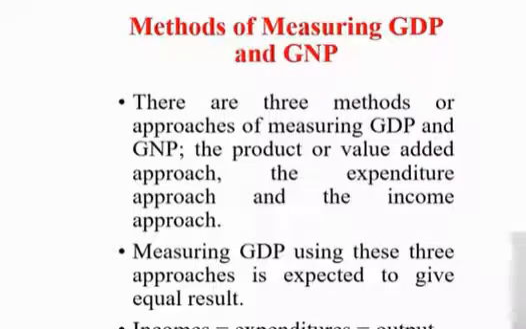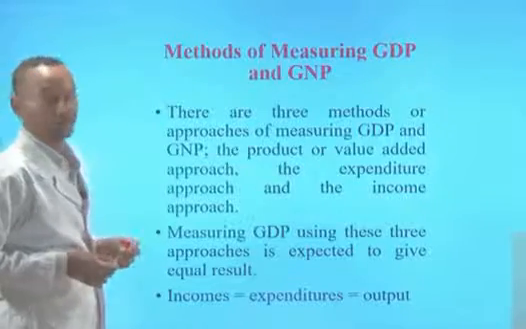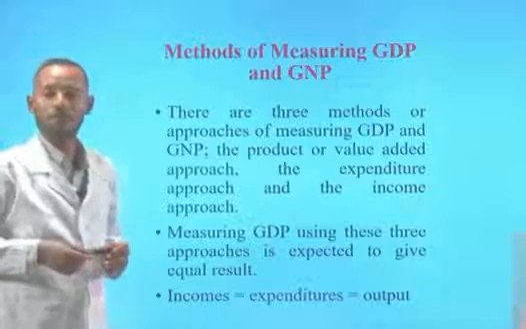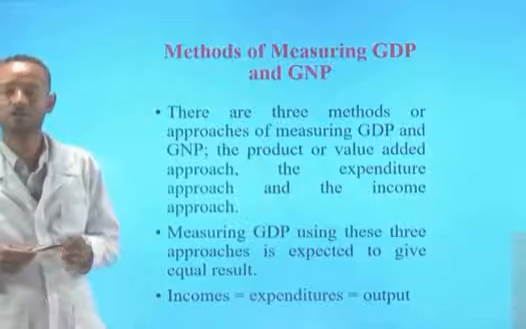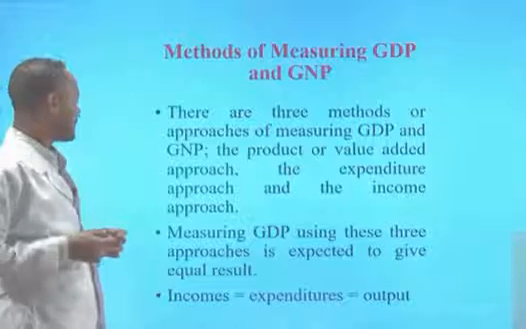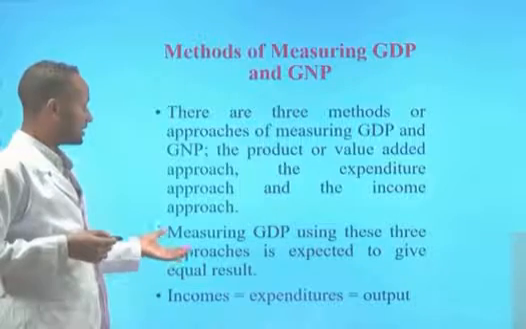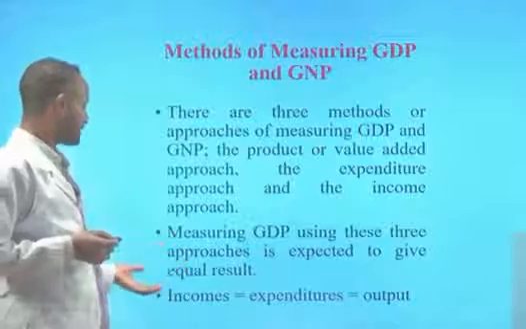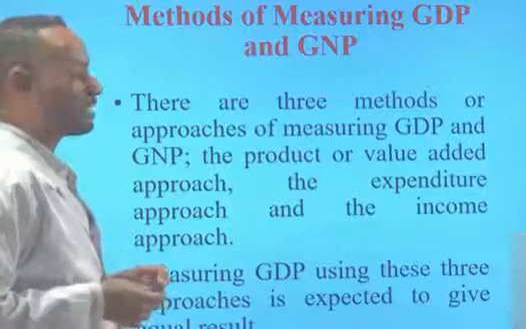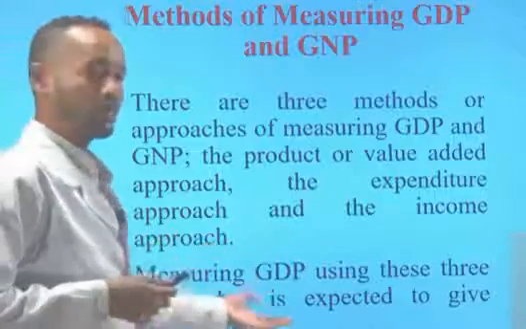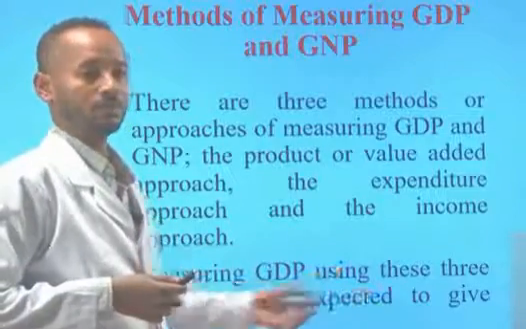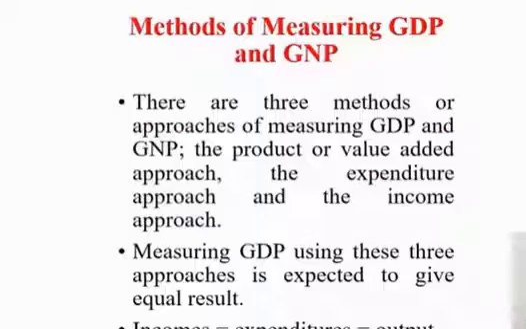Now, let's see the methods of measuring GDP and GNP. There are 3 approaches of measuring GDP, gross domestic product, and GNP, gross national product. Measuring GDP using these 3 approaches is expected to give equal results. That means the 3 methods of measuring GDP and GNP are the income approach, the expenditure approach, and the product or the output approach. All these are expected to give equal results.